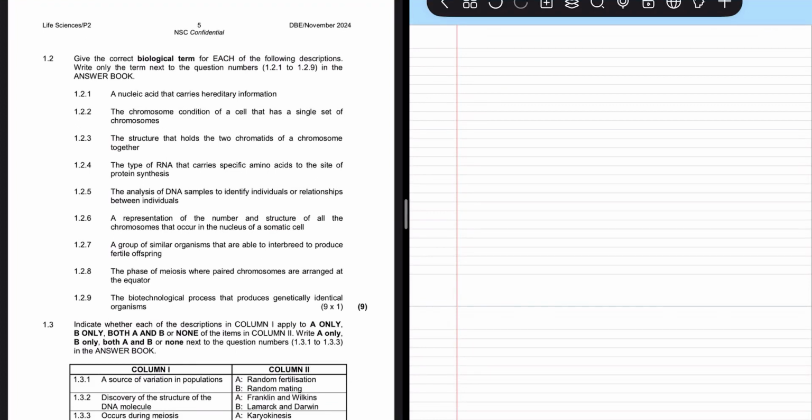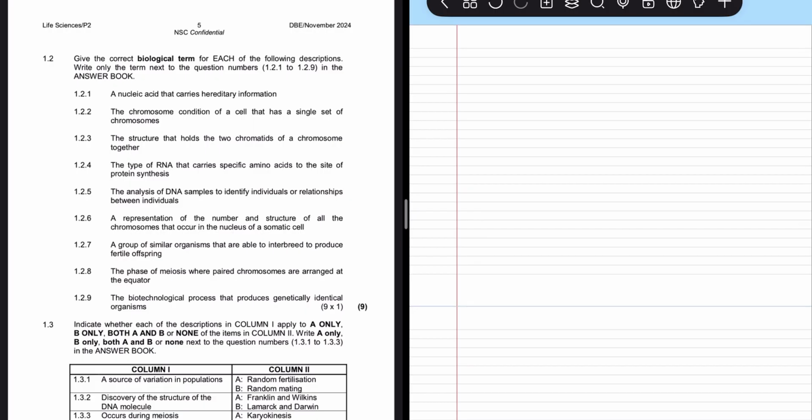And welcome back. We are going to jump into the November 2024, but we're going to just deal with the biological terms. As we go through these terms, we'll also be discussing other terms that could be similar or easily confused for the same one. So the first one is a nucleic acid that carries hereditary information.